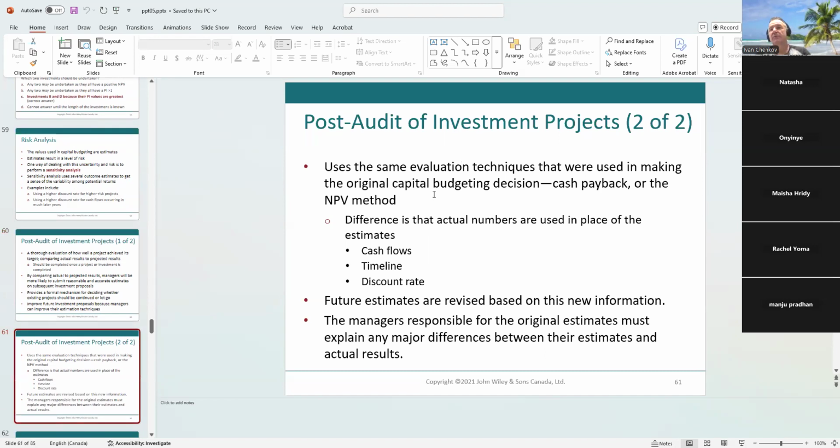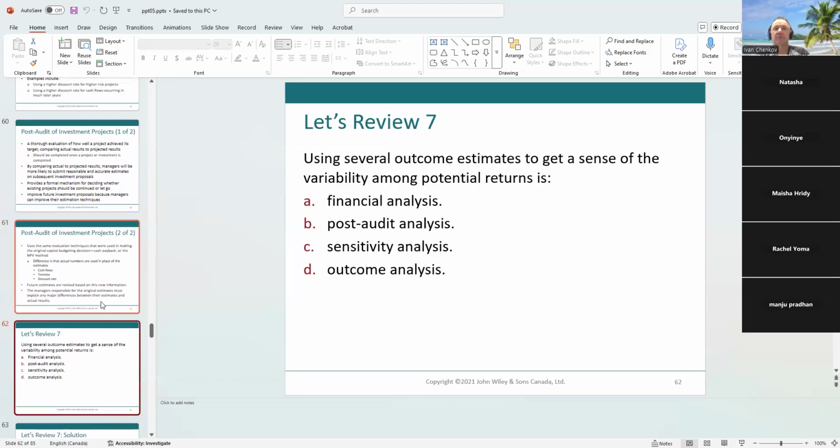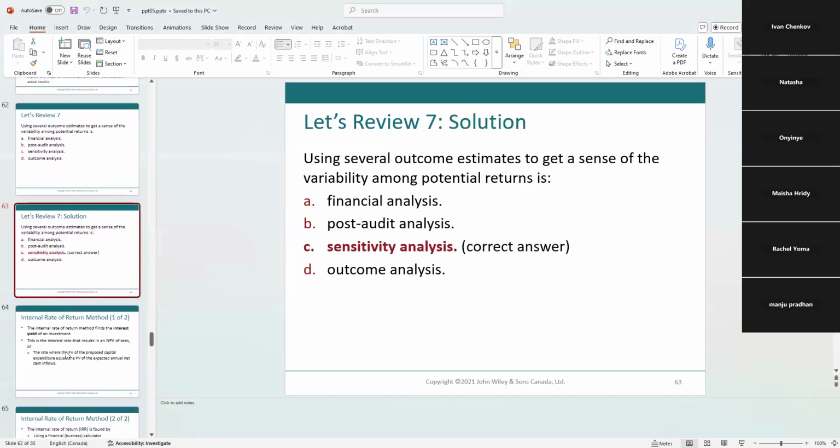Again, we're going to use it as an evaluation technique. And we can use it for the cash payback or the net present value. That's going to help us for future estimates if we have to do new calculations. Let's do this one and see what you can get. Based on what we just said, sensitivity analysis. That is correct, sensitivity analysis.